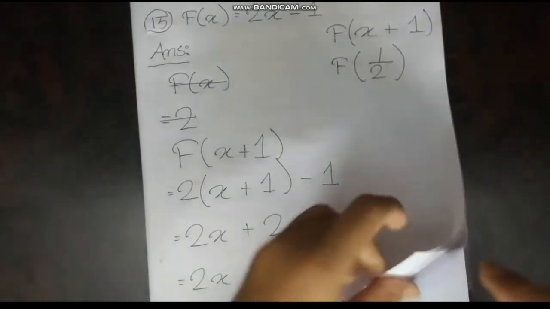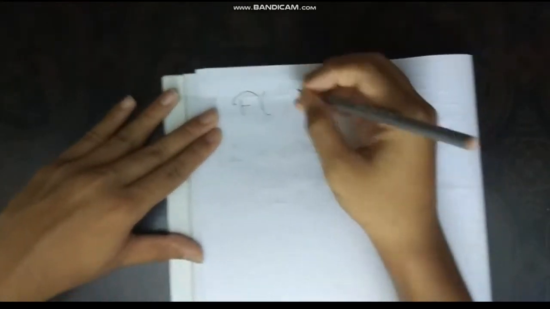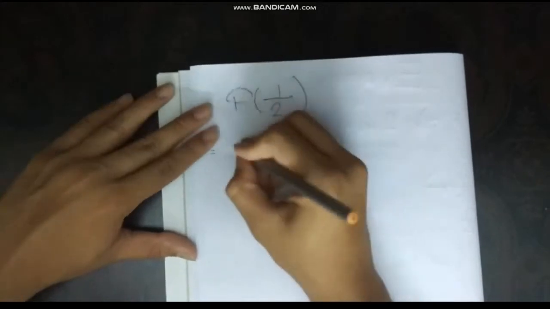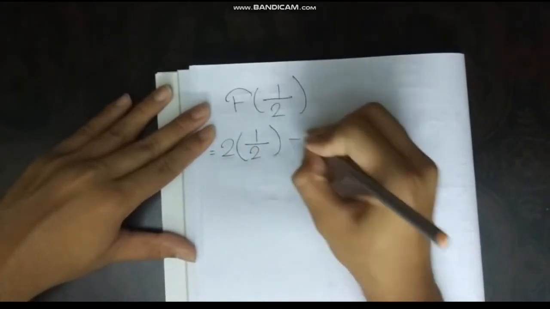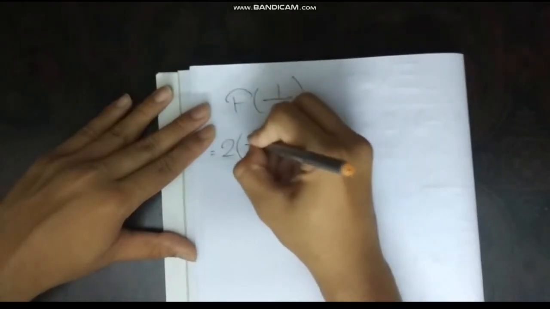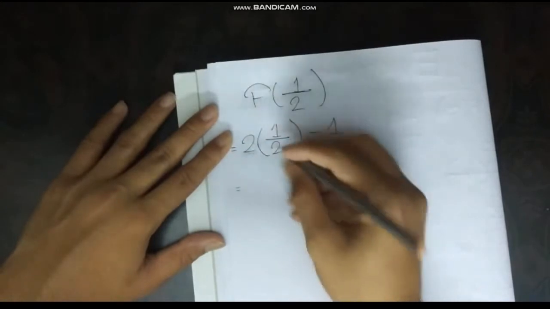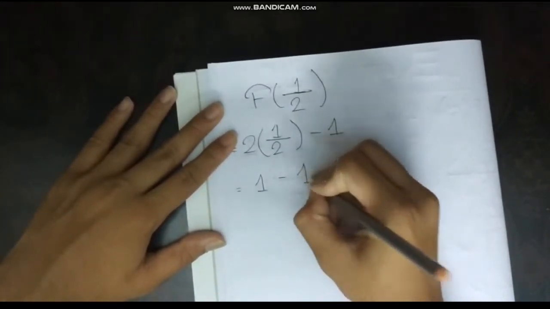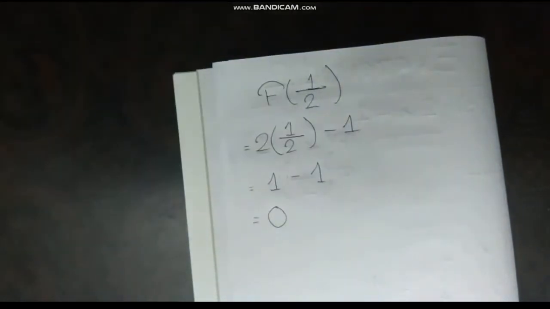Now what's the value of f of half? Let's check it out. f of half is equal to 2 into half minus 1, is equal to, these two cancel out each other. We got 1 minus 1 is equal to 0. That does it for the first one.